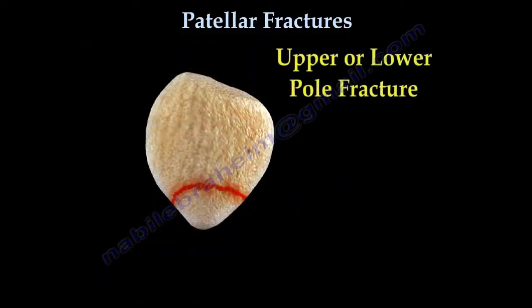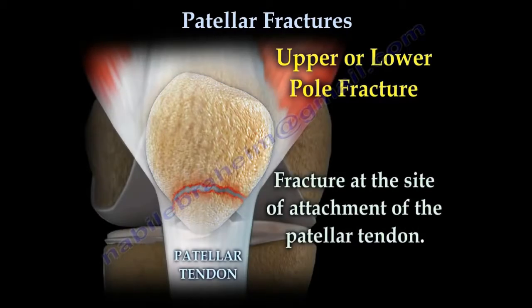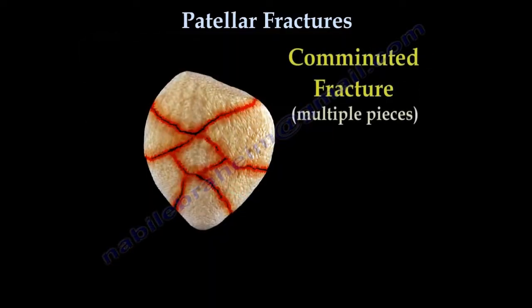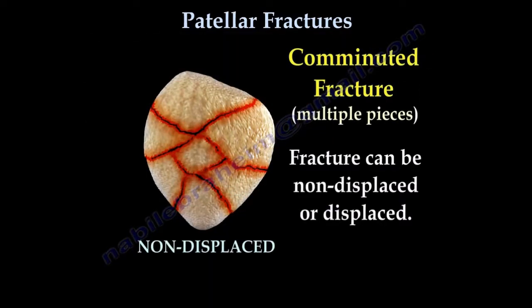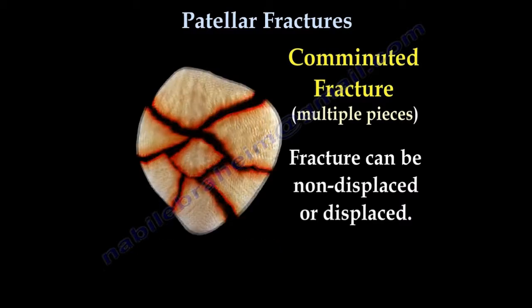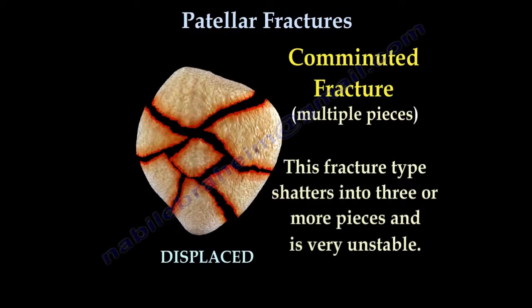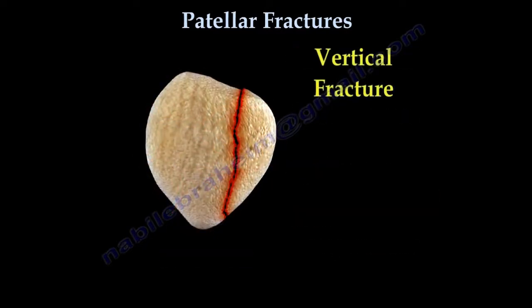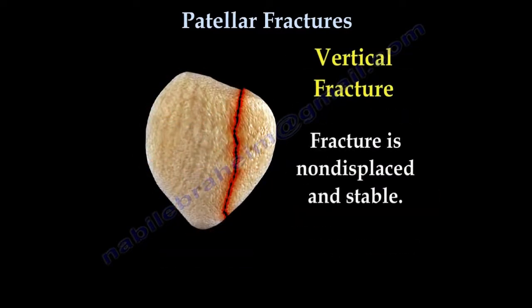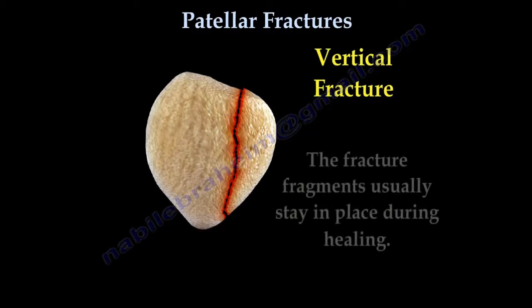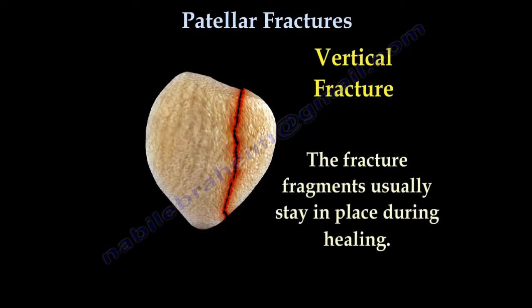Upper or lower pole fracture. The fracture is at the site of the attachment of the patellar tendon, as you can see here. Comminuted fracture means multiple pieces. The fracture can be non-displaced or displaced. This fracture type shatters into 3 or more pieces and is very unstable and hard to treat. Vertical fracture: the fracture is non-displaced and stable. The fracture fragments usually stay in place during healing.